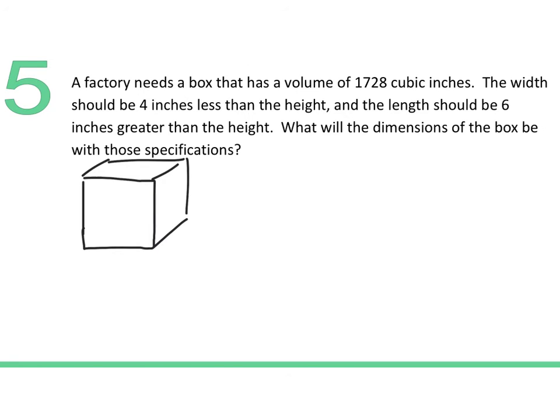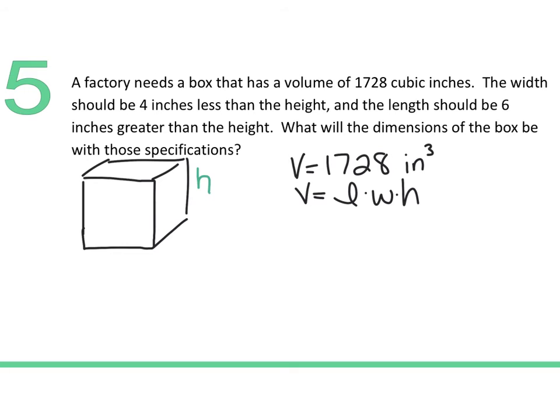So I've sketched a picture of a box because it's going to help me figure out my known and unknown information. So I know that the volume is equal to 1,728 cubic inches. I also know that volume is equal to length times width times height. So I'm just putting some information down. Now, what do I know? The width should be 4 inches less than the height, and the length should be 6 inches greater than the height. So I think, which one do I know absolutely nothing about? Well, that's the height. So that's going to be my variable. I'm going to call that h.